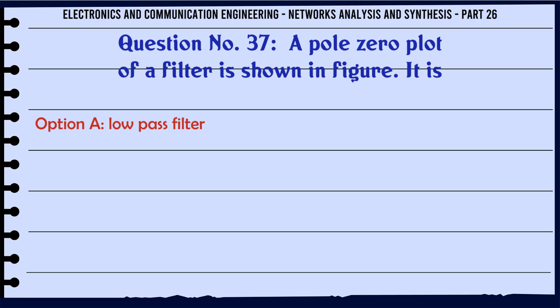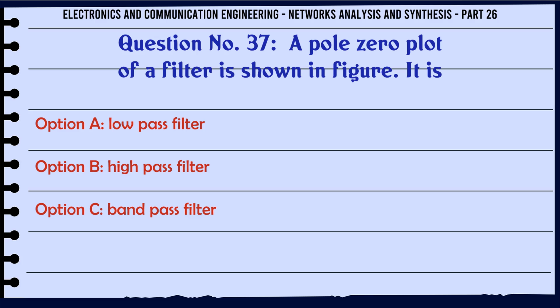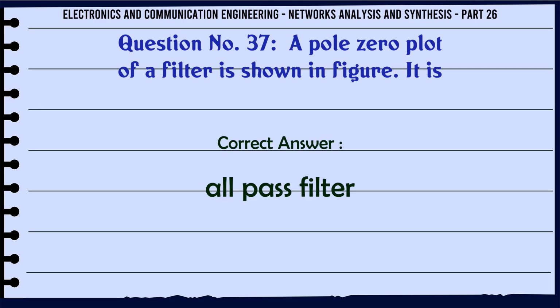A pole zero plot of a filter is shown in the figure. It is A. Low pass filter, B. High pass filter, C. Band pass filter, D. All pass filter. The correct answer is all pass filter.